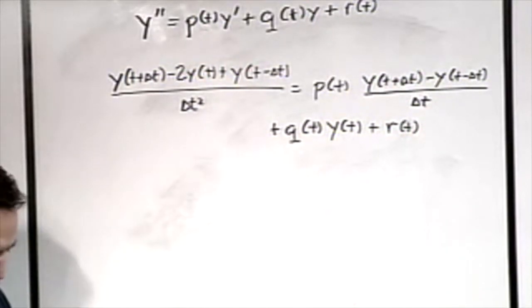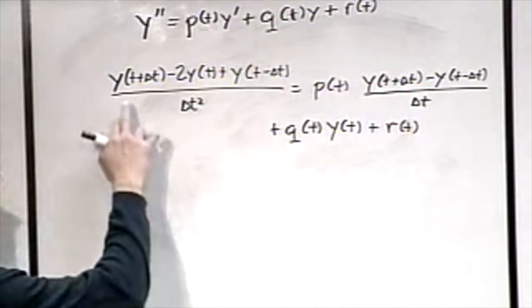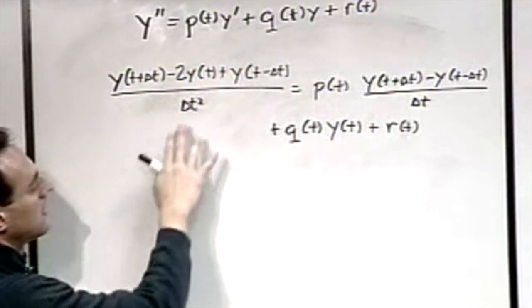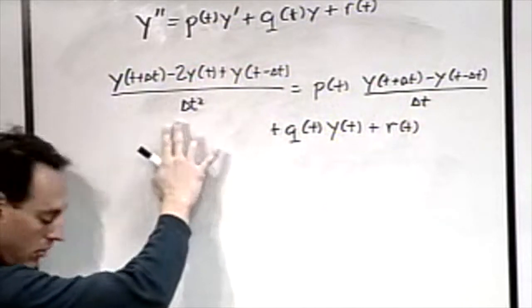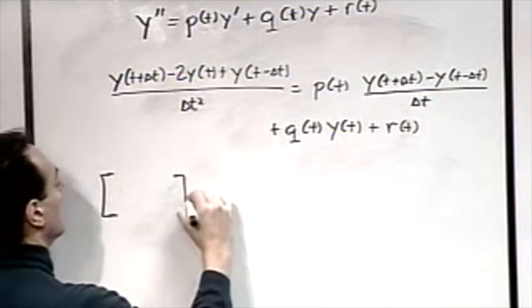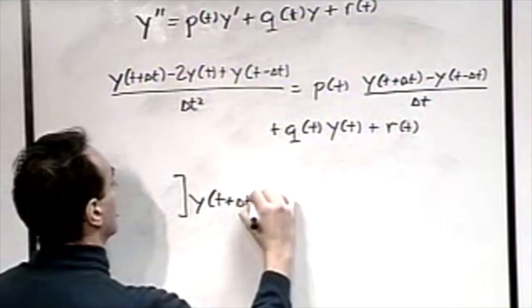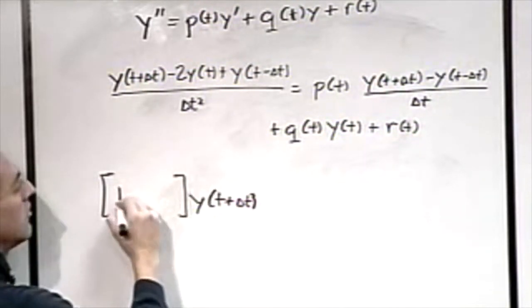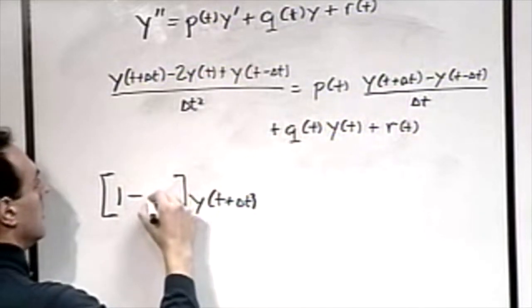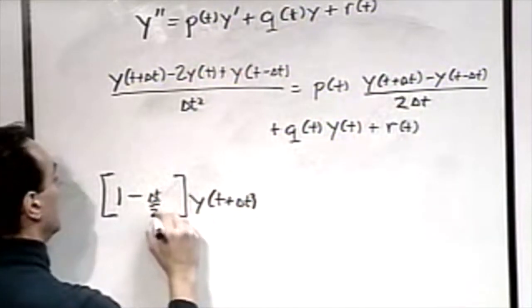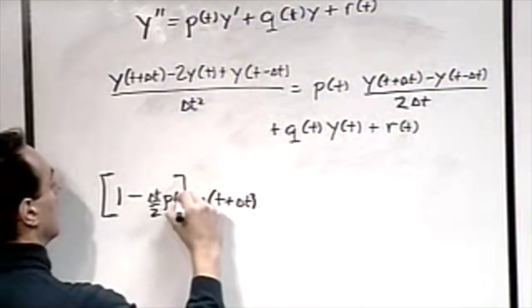And now I'm going to group things together. Okay? So first of all, look, I have y of t plus delta t terms here and here. I can also multiply everything by delta t squared, which I'm going to do. And then what I end up getting is, what are the terms that sit in front of my y of t plus delta t term? Well, I have 1 from here. I'm going to multiply by delta t squared, so it's going to be 1 from here, and then minus delta t, and this should be a 2, sorry, over 2 p of t.